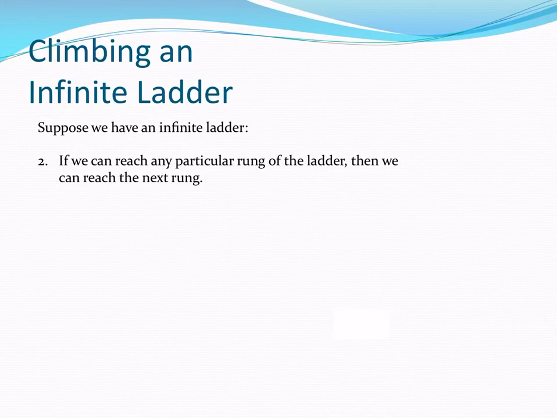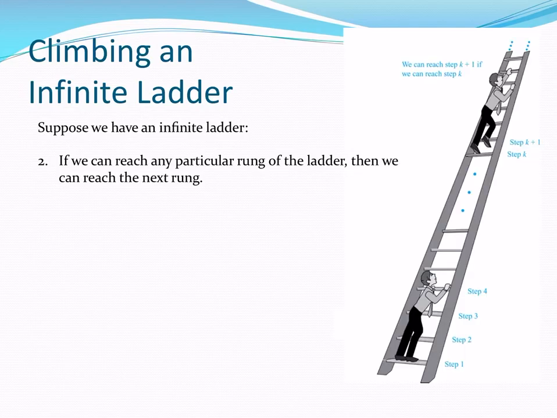Let's suppose we have an infinite ladder, and I tell you that if we can reach any particular rung on the ladder, then we can reach the next rung. And here's an illustration of it. And the question is, can I reach every rung on the ladder if this statement number 2 is true? It turns out that's not enough information. We need one more bit of information, and that is the first statement, that we can reach the first rung on the ladder.